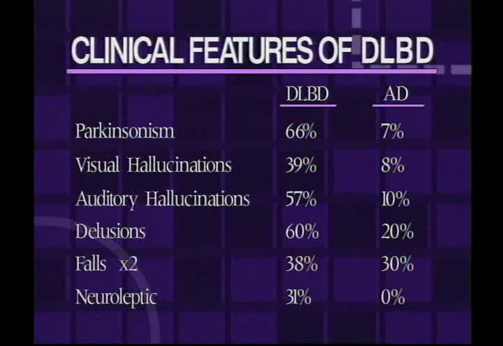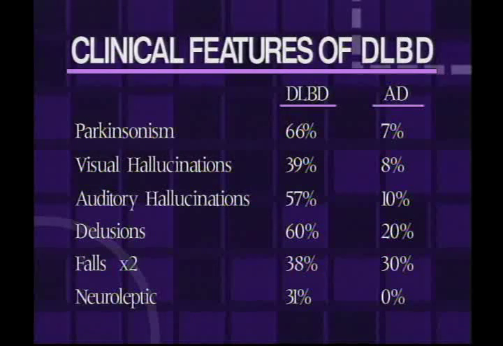Those drugs cause Parkinsonism. In the next slide, we see a contrast between the symptoms present in diffuse Lewy body disease, which is the first column, and those which are present in Alzheimer's disease. As you can see, 2/3 of patients with Lewy body disease had Parkinsonism as opposed to 7% in Alzheimer's. 1/3 had visual hallucinations. Almost half or over half had auditory hallucinations. Almost 2/3 of the Lewy body patients had delusions.